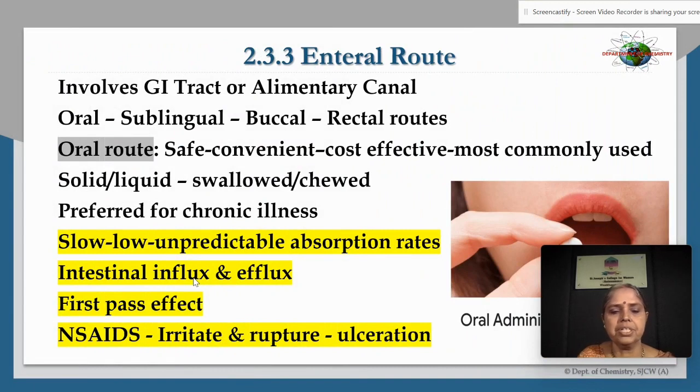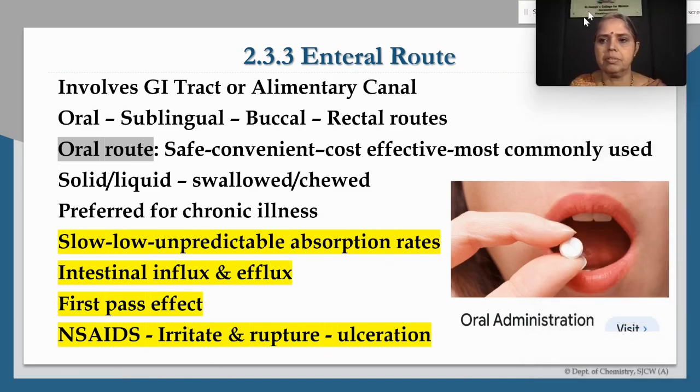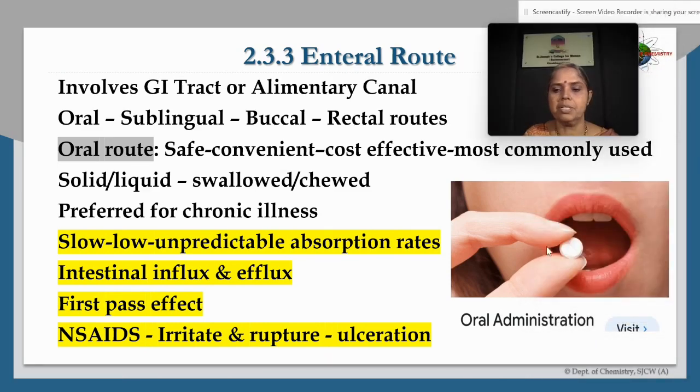We can see the enteral route involves the alimentary canal. You can see in the picture here, a particular person is swallowing a drug, that is called the oral route. Orally administered medicines can be in the form of capsules, pills, lotions, or in the form of a tonic or a suspension, or generally not gel, but suspensions are okay. So those are called the oral drugs, and the route is called the oral route.